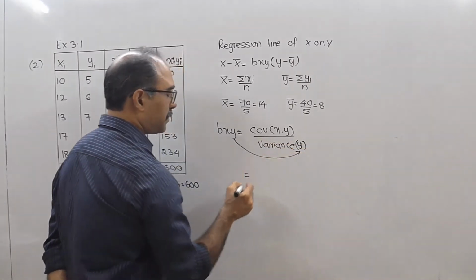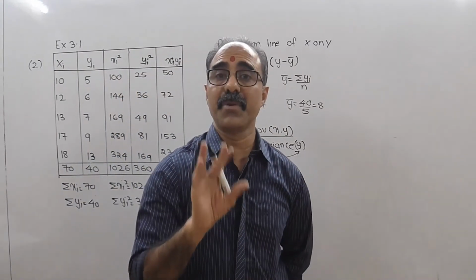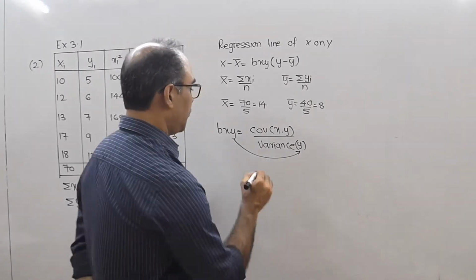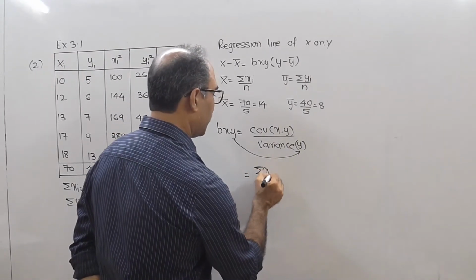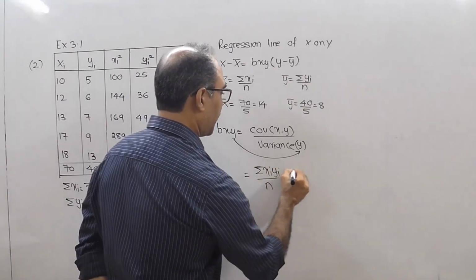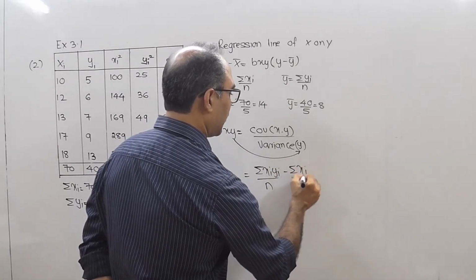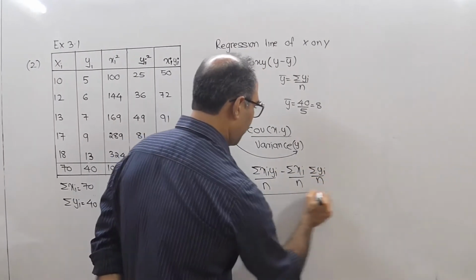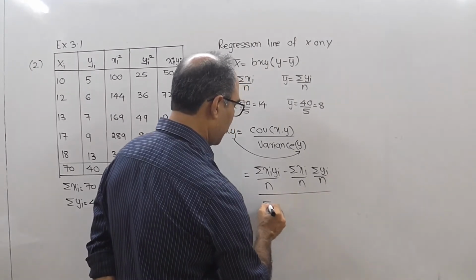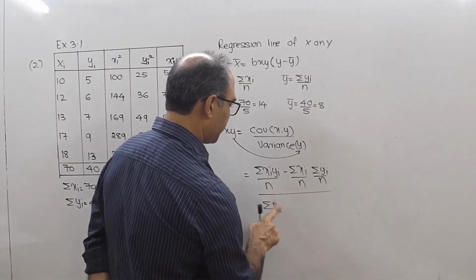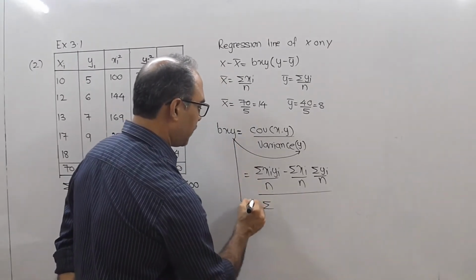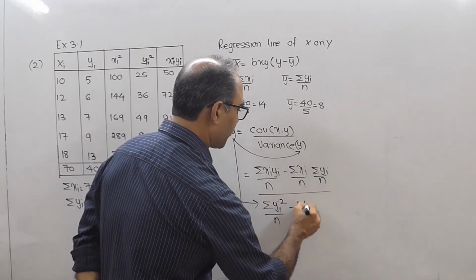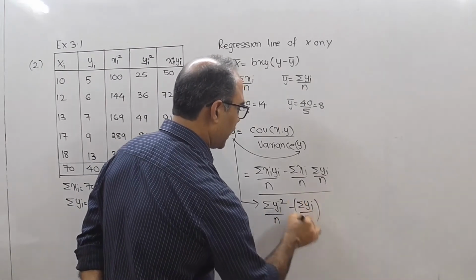Okay. Now for bxy I have given you 4 formulas. Look at the formula for bxy in terms of small numbers. The formula will be sigma xi yi upon n minus sigma xi upon n into sigma yi upon n, the whole upon sigma, what is the last alphabet here? Y. So this will be yi square upon n minus sigma yi upon n the whole square.